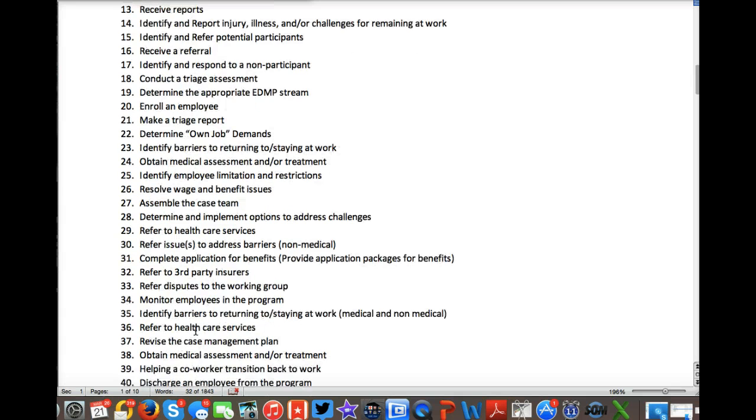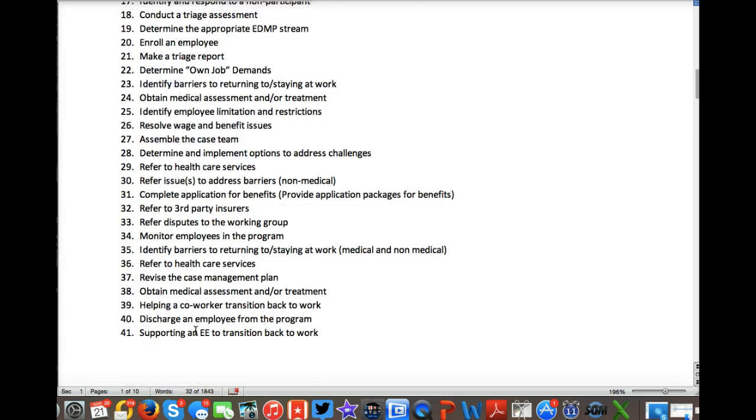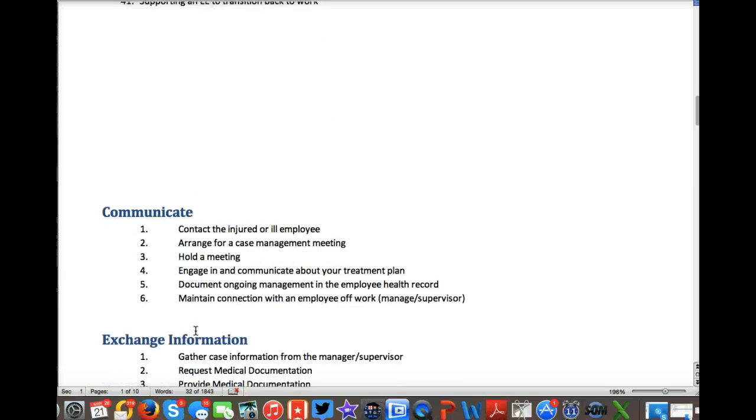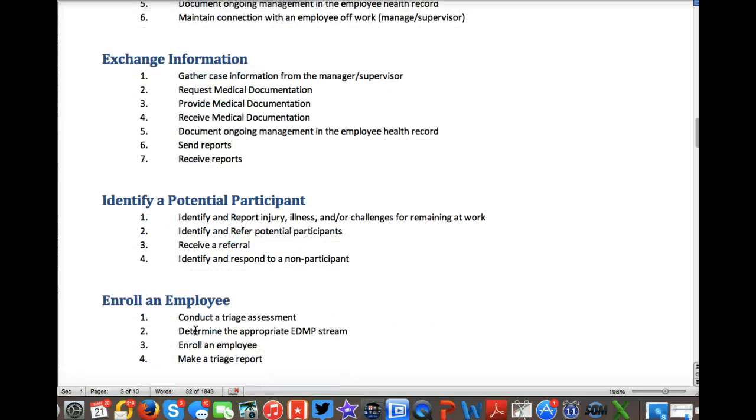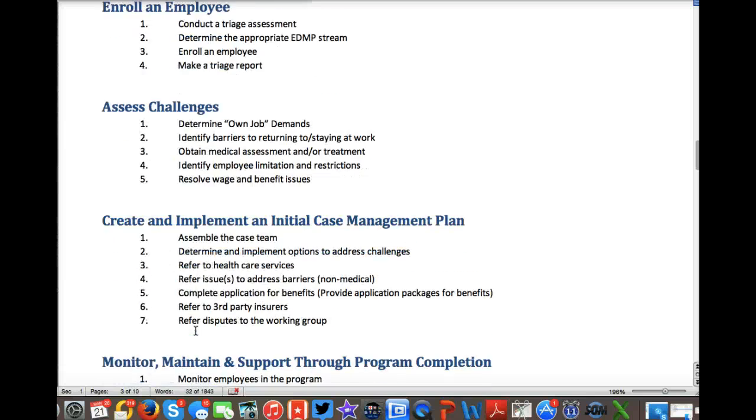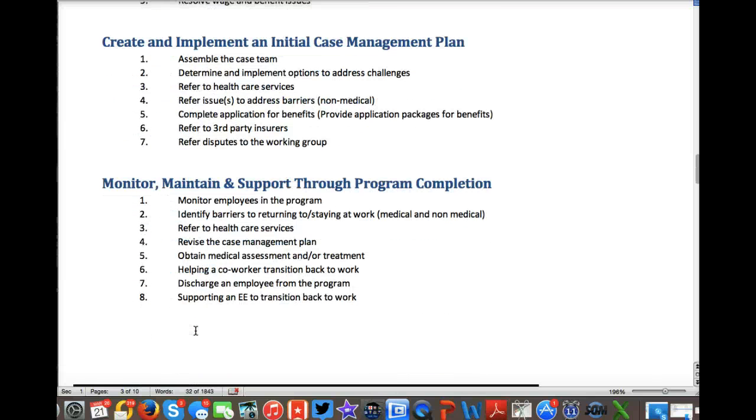And so we had this listing of tasks, 41 of them, and then we went through the process of chunking them, or grouping them into logical groupings, following the principle of chunking. And these are the groupings, or the buckets, the process buckets. We asked the SMEs to help us identify and group these into logical groupings based upon how people do their work. And so you can see communicate, exchange information, identify a potential participant, and so forth. These were the groupings that we identified in that rapid job task analysis.